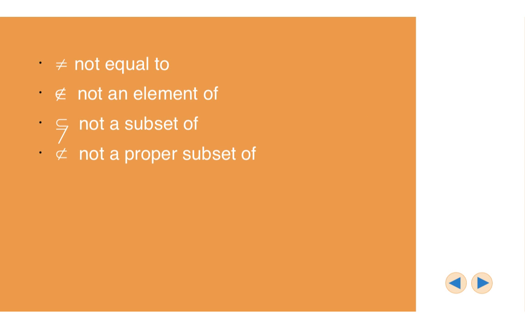Here are a few more symbols we need to learn. The first dot means not equal to. The equal sign with a line through it means not equal to. Next dot, E with a line through it, not an element of. The third dot, not a subset of. The line should be there. It's not a subset of. And the last dot is not a proper subset of.